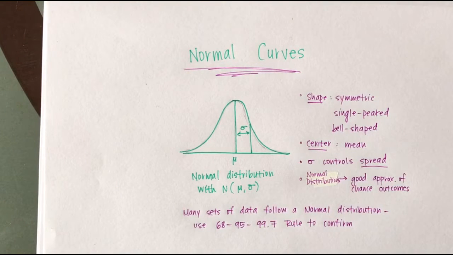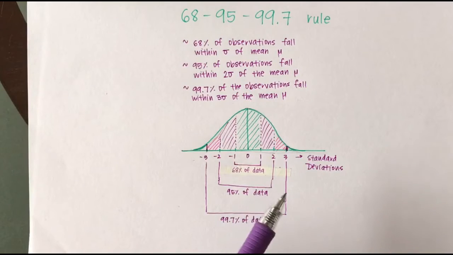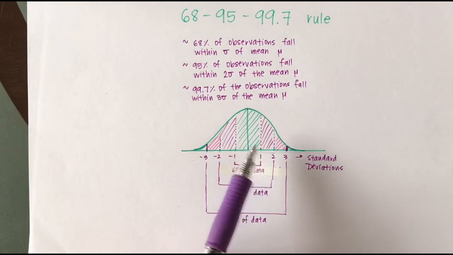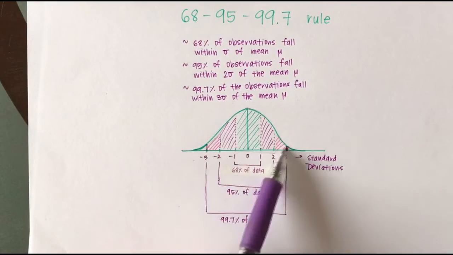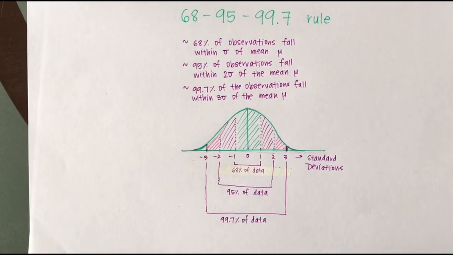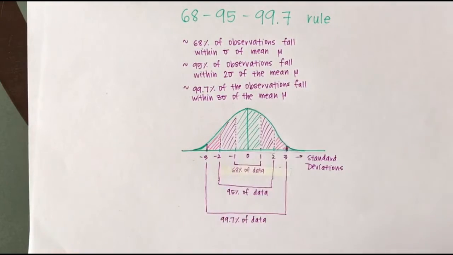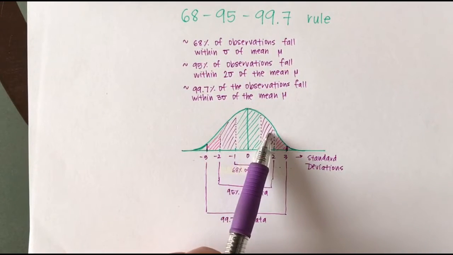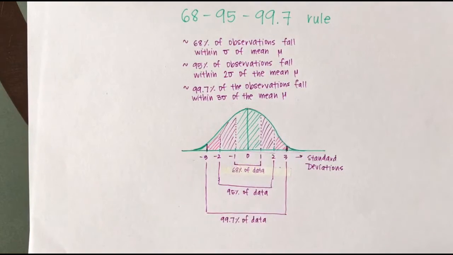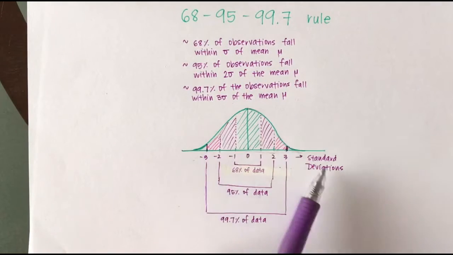All normal distributions obey the 68, 95, 99.7 rule. This rule describes what percent of observations lie within 1, 2, or 3 standard deviations of the mean. 68% of observations fall within 1 standard deviation of the mean. 95% of observations fall within 2 standard deviations of the mean. And 99.7% of the observations fall within 3 standard deviations of the mean. These can be used to estimate the percent of observations in a specified interval.